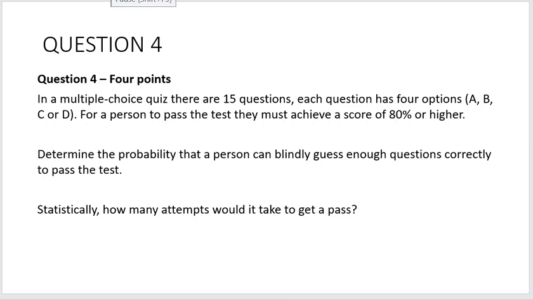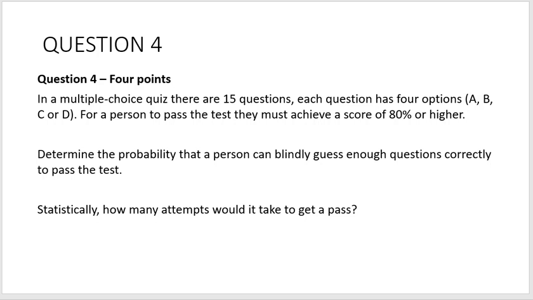Okay, so for question 4, it was in a multiple choice quiz. There are 15 questions. Each question has 4 options, A, B, C or D. And for a person to pass, they must achieve a score of 80% or higher. We've been asked to determine the probability that a person can blindly guess enough questions correctly to pass the test. And statistically, how many attempts would they need to take to get past?